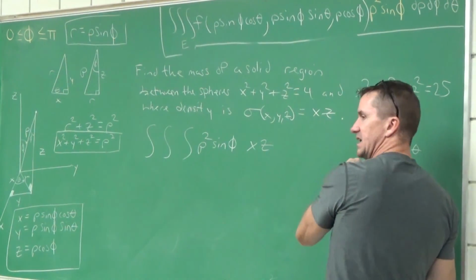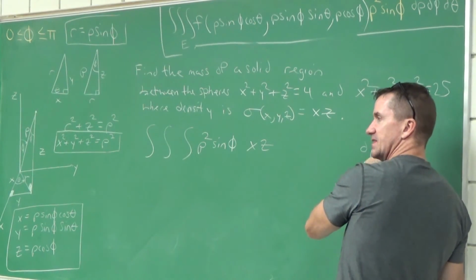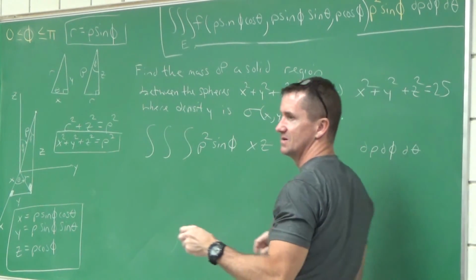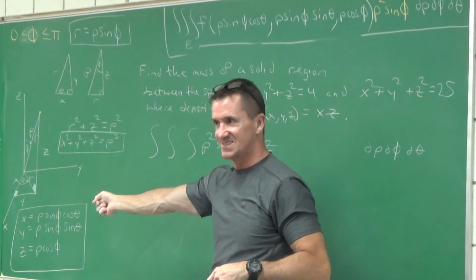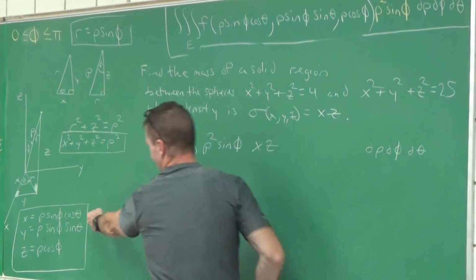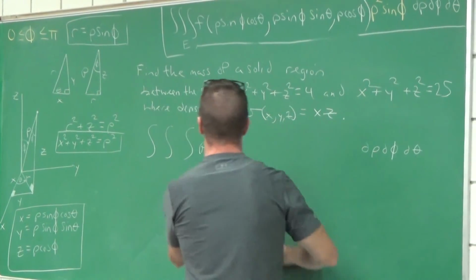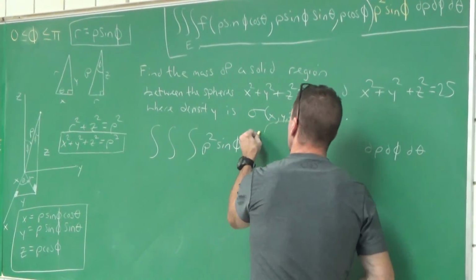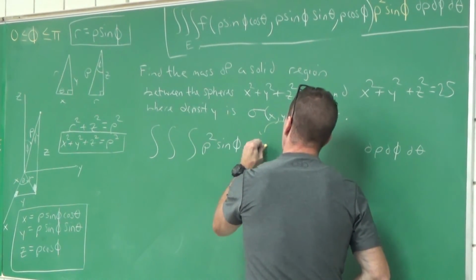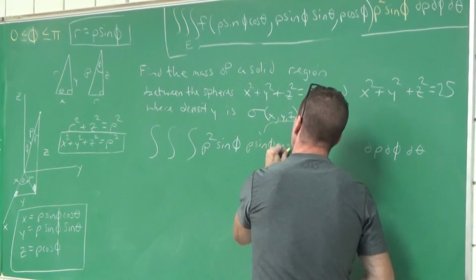That's an x, that's a z. My variables are rho, phi, and theta. What was x equal to? Better leave yourself enough room here. Remember these are long? What's x? Rho sine phi cos theta. Alright, here we go. This is that x. I'll draw an arrow.